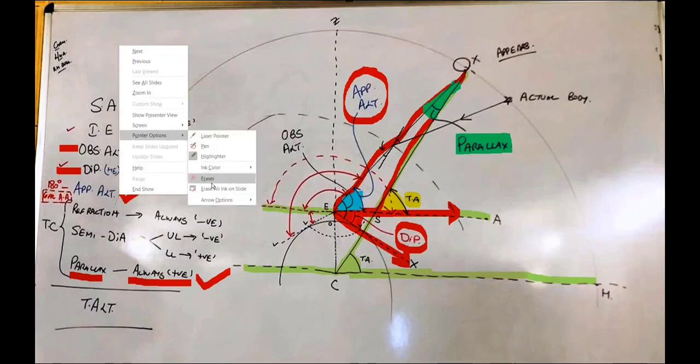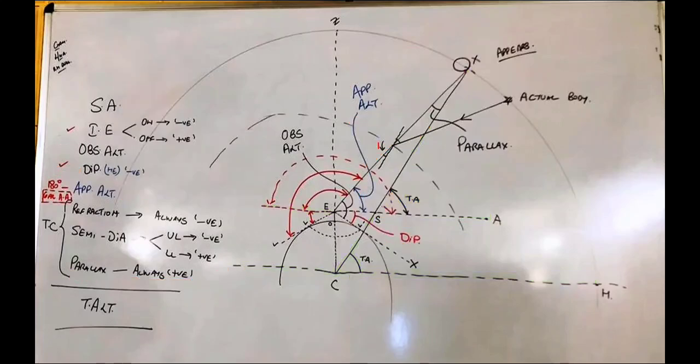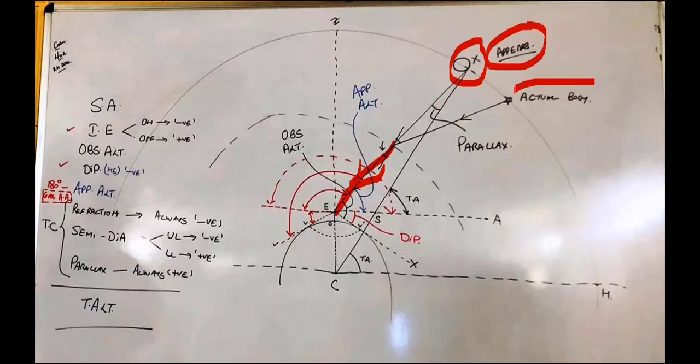So let me erase the ink and show you refraction now. If you are receiving the light from a celestial body, let's say you are here and you are receiving the light from this direction, the light is coming to you like this. The body will appear to be here. This is where the body appears to be, but actually the body is not here. Where is the body actually? The actual body is somewhere here.